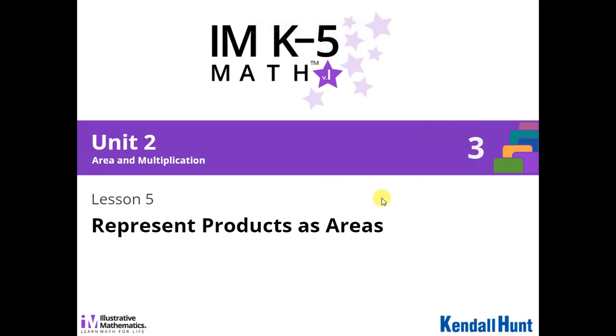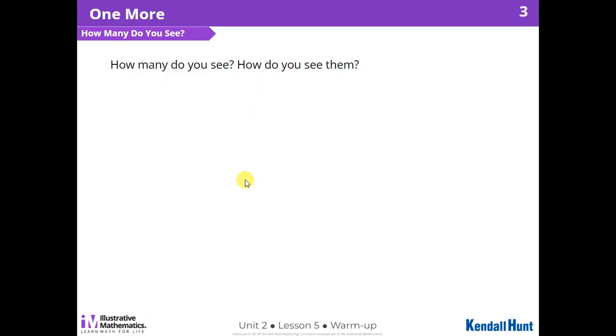Okay, now from array we are moving towards the product as area. So that's the next lesson plan. How do you see them, and how should they see them? This is the answer that we are asking. So you can see, what do you see? How many do you see? I can simply see there are 15 dots. And how should they see them? I see them in groups of 3. So they can answer like this.